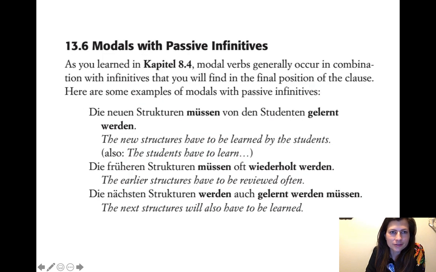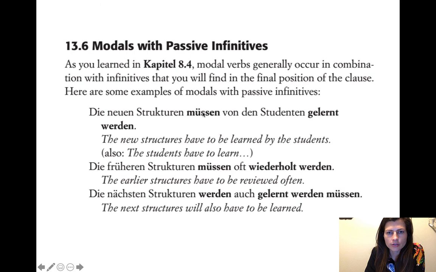Okay, so we have modals. We had a couple modals already, but with the modals, basically all you have to do is have the modal in the second position, the normal position. Die neuen Strukturen, that's the subject. Then normal position, modal verb, conjugated to match the subject. And then maybe we want to name the agent, maybe not. And then we need the past participle second to last, and then werden in the infinitive all the way last. The new structures have to be learned.